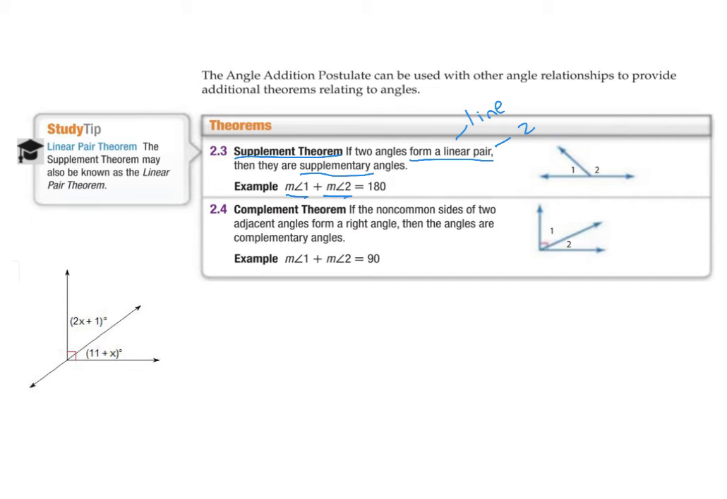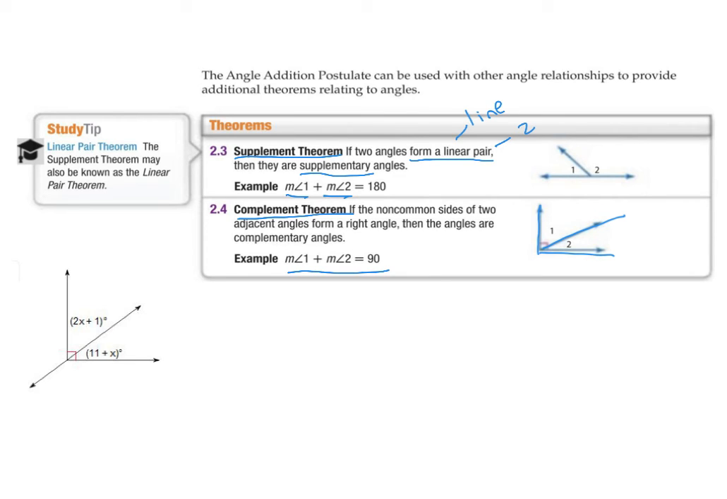Then we have a similar one called the complement theorem. This one means if the non-common sides of two adjacent angles form a right angle, then the angles are complementary. So looking at my picture, if I have two angles, such as angle 1 and angle 2, and they form a right angle, the reason I know this is a right angle is because of that little red box. Then they are complementary, and that means that those two angles have to add up to 90.